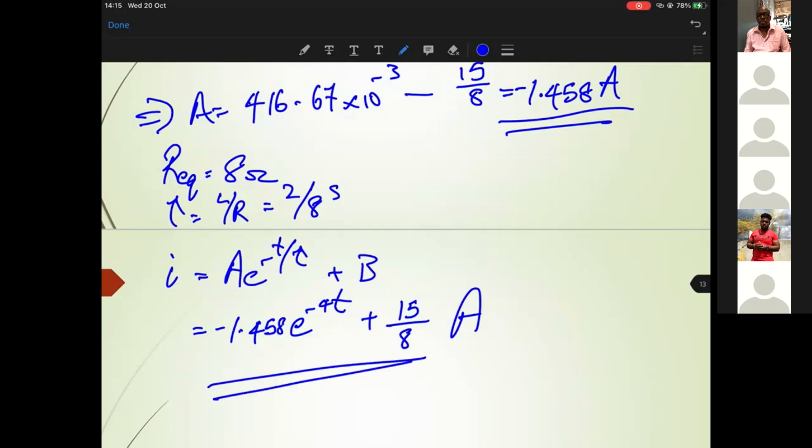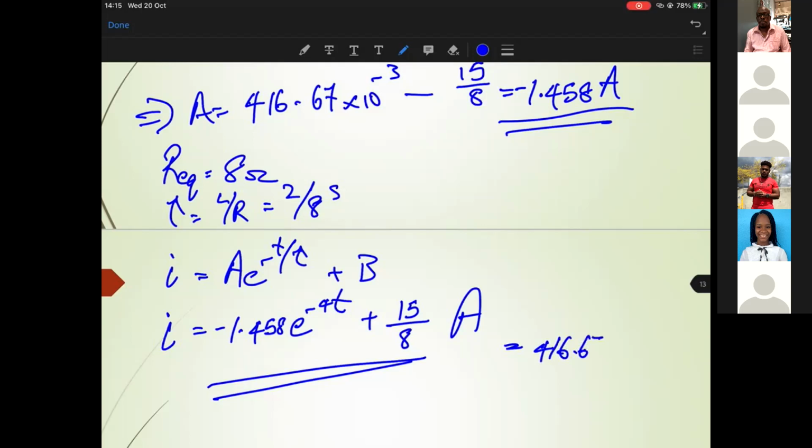Now, you can quickly test whether or not your answer is correct. At t equals 0, what would the current be equal to? If we put 0 for t, what will the current be equal to? A plus B. I2. A plus B, which is 15 over 8 minus 1.458, which gives us what? 417 milliamps.